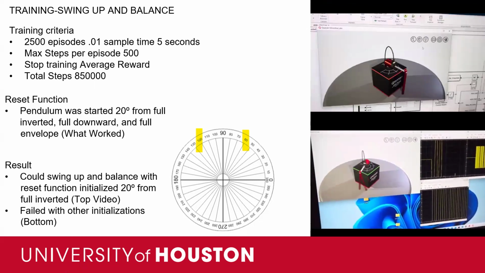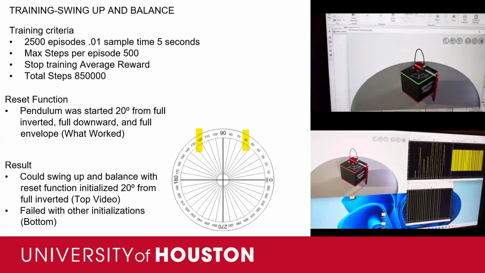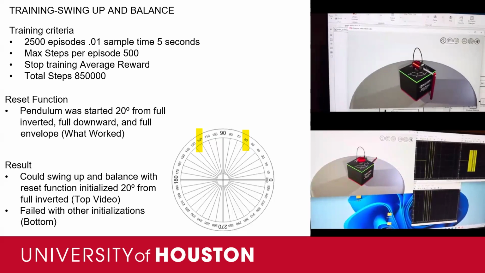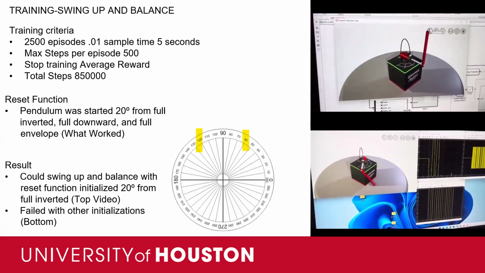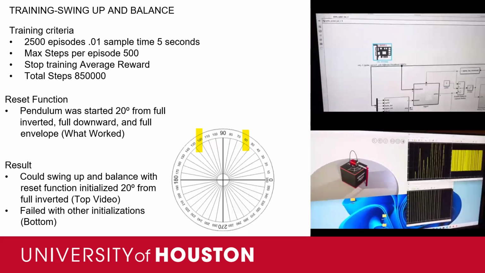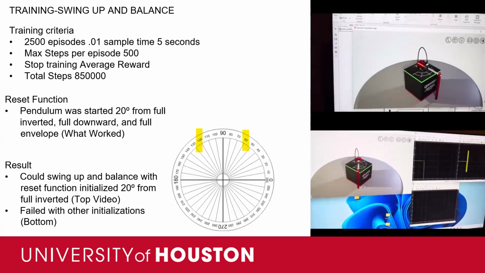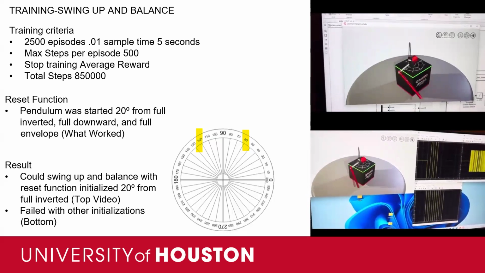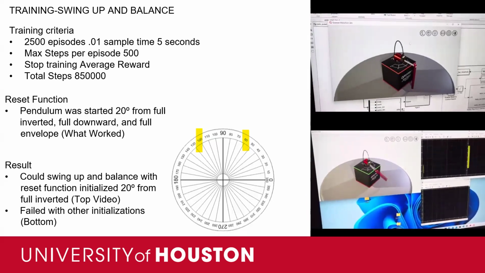Now, for the training criteria, we know we're training in a wider envelope, a more complicated task. We're going to need more episodes: 2,500 episodes, 0.01 sample time, 5 seconds, which means max steps per episode of 500. Stop training was still the average reward. Total steps, 850,000, which is less than total steps that could be achieved. That's because of the stop training criteria within the simulation.